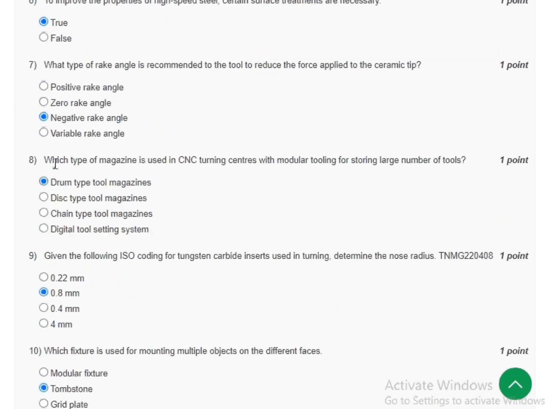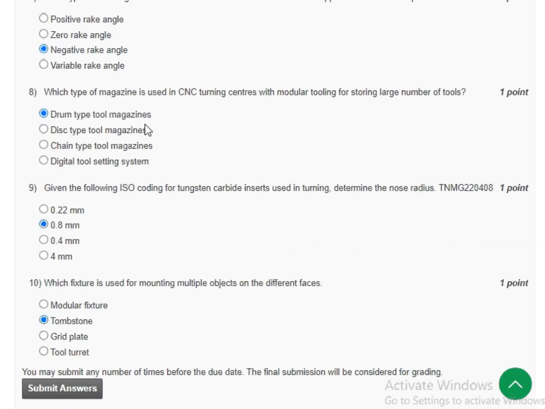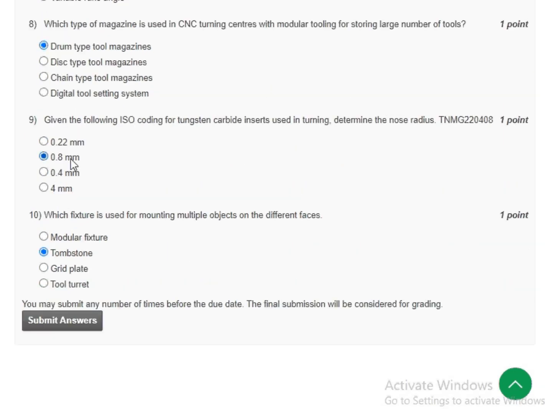True. 7th, negative rake angle. 8th, drum type tool magazines. For question number 9, the second option is correct, 0.8 mm. For question number 10, tombstone is the correct option.